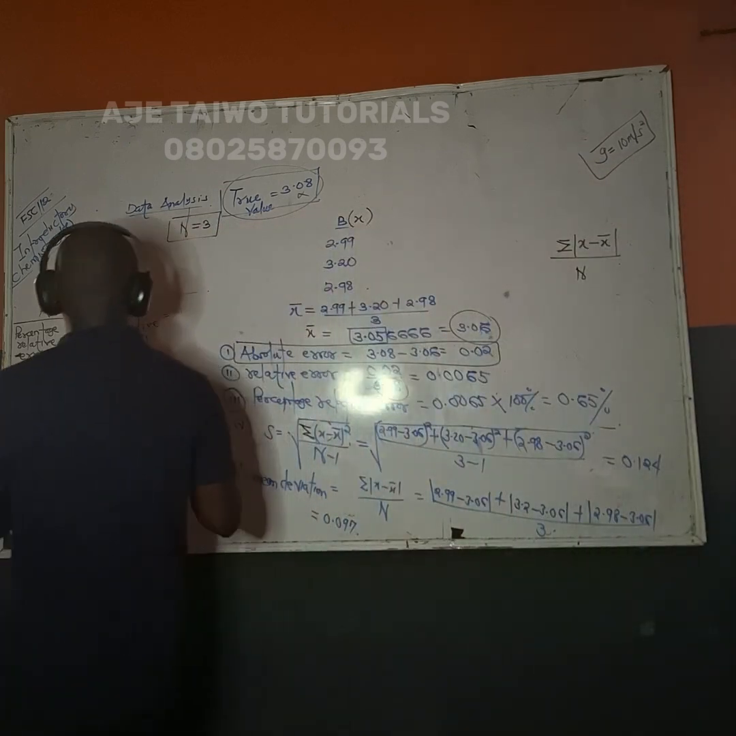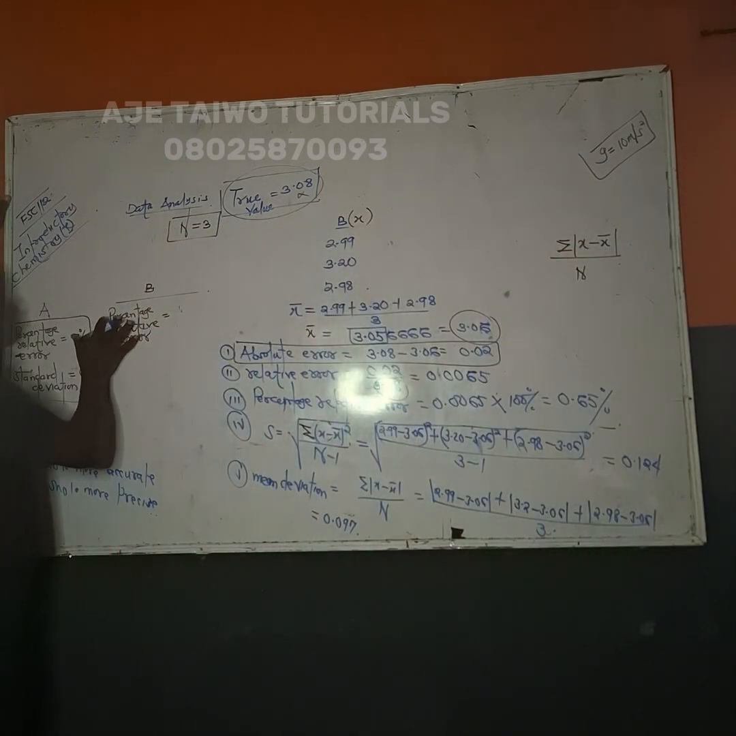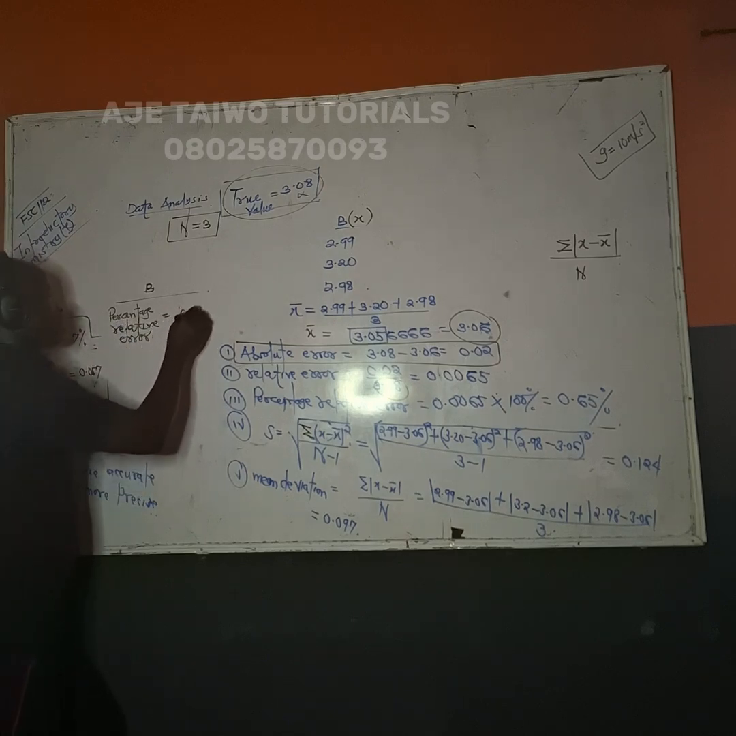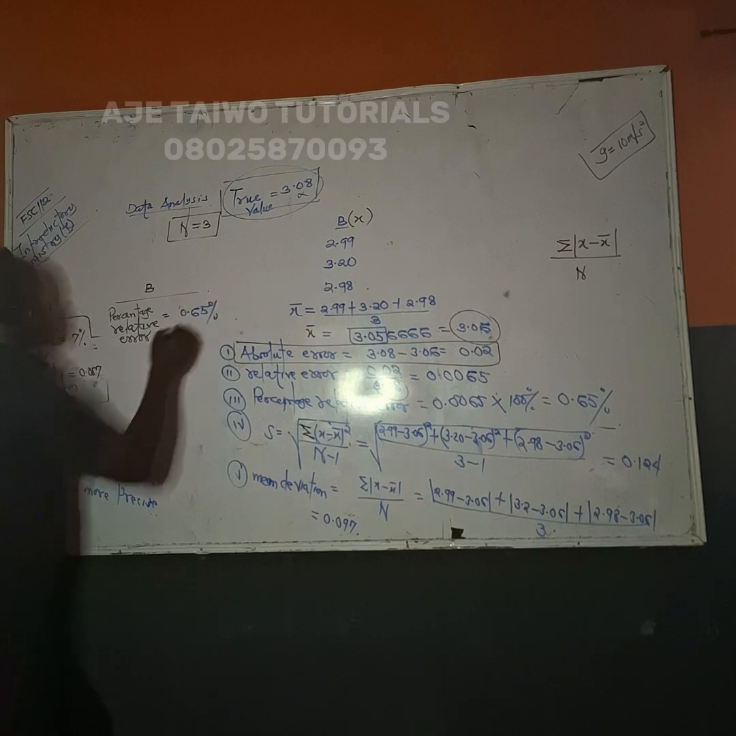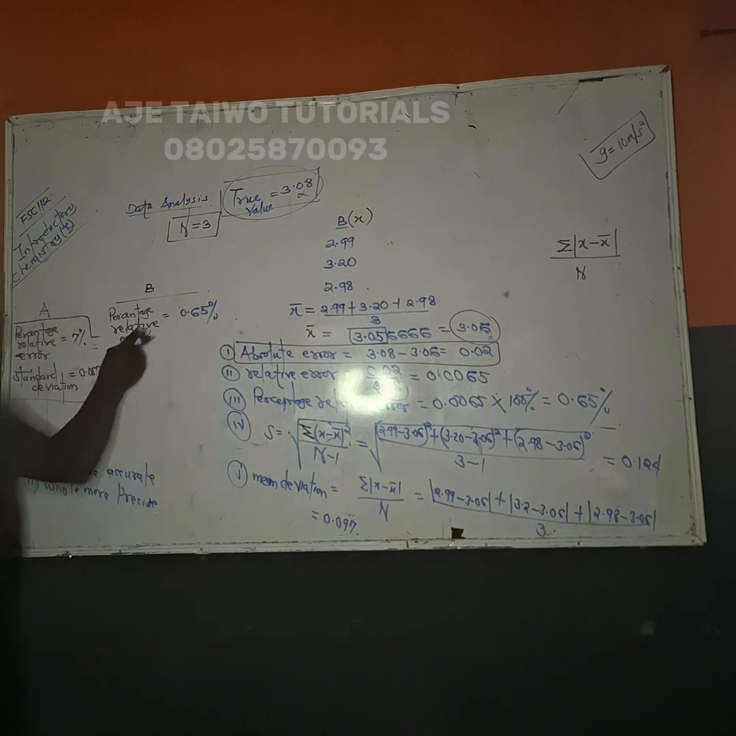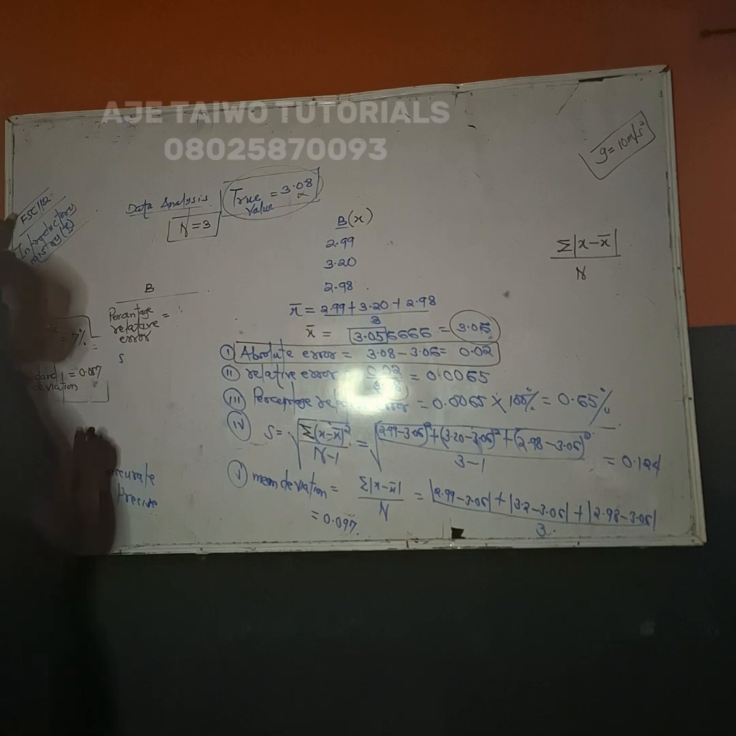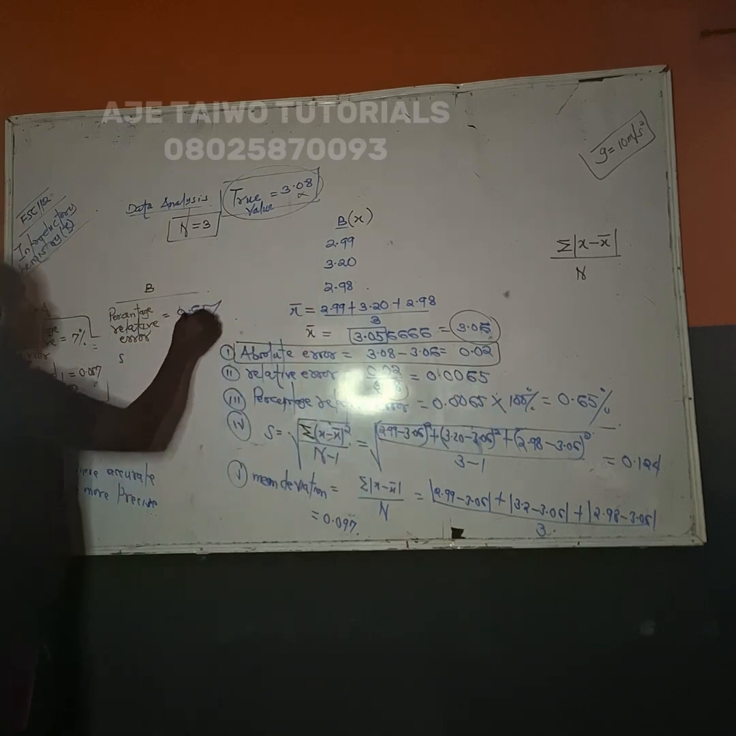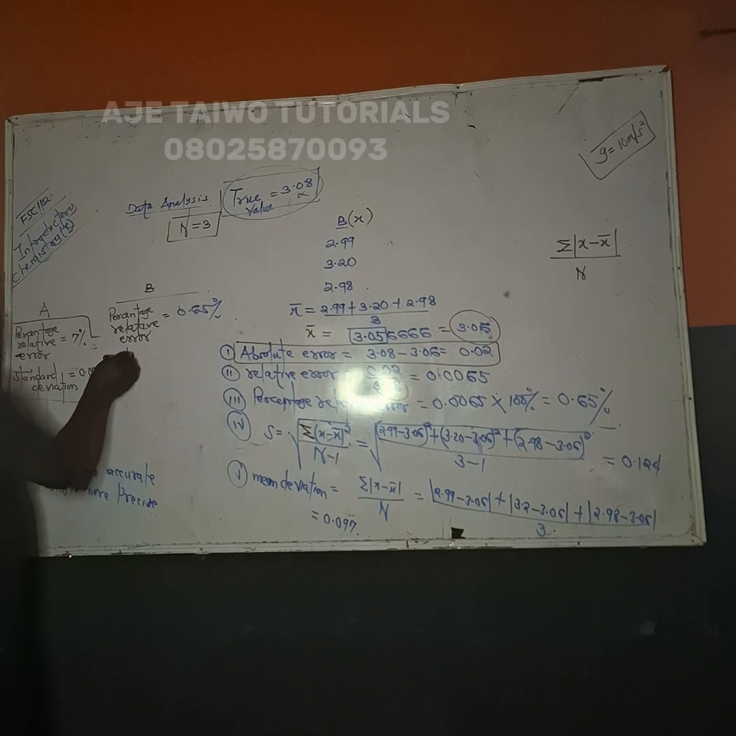Alright, in conclusion, what's the percentage relative error? Hold on. For B, 0.65. What is the percentage relative error? Yes, it's correct. 0.65%. What is the standard deviation?